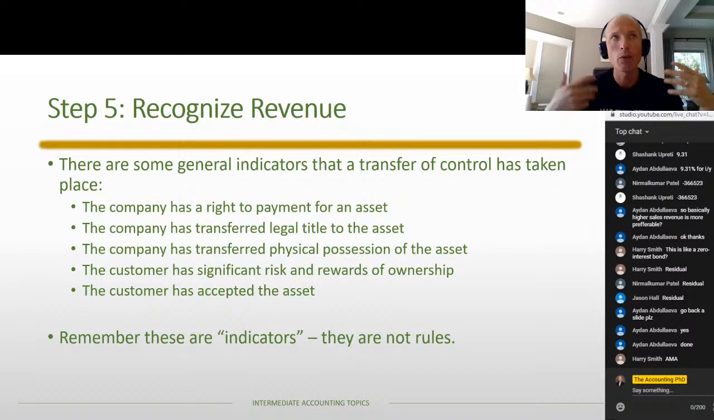But these are things to think about. If you're wondering, can we recognize revenue? Just run through this list of 5 things, and that gives you an indication on whether or not you can recognize revenue. But of course, there is still judgment on any one of these items. Sometimes, not always, but sometimes.